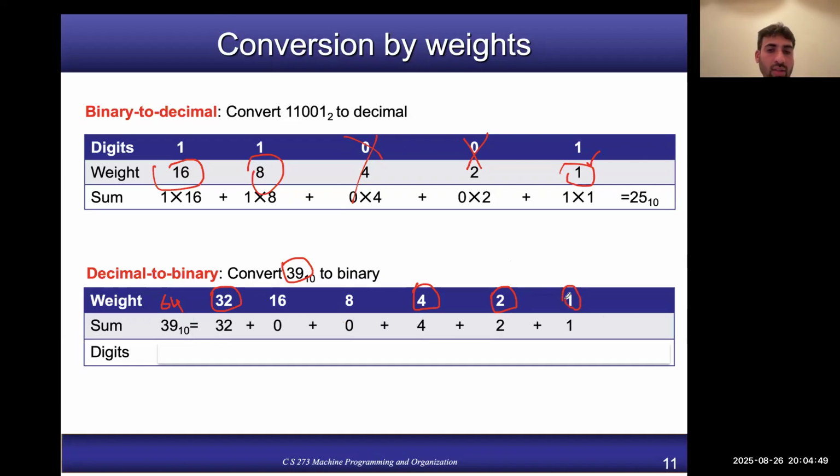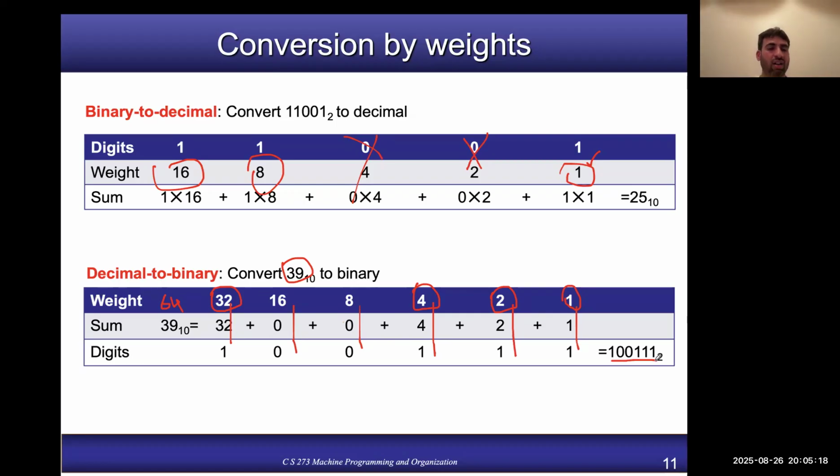For all the weights which I have picked, I can write 1. So here, I'm writing 1 for 32 because I selected 32. I'm writing 0 for 16 and 8 because I didn't pick them. And for 4, I'm putting 1 again. For 2, I'm putting 1. And for 1, I'm putting 1, right? So my binary will be 100111.